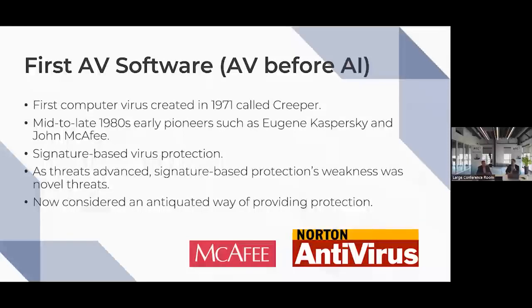You can obviously see as threats advanced, the problem with that signature-based approach is novel threats, or sometimes you'll hear them called zero-day threats. Those are the ones that we don't even know about yet. So how can we have a signature, right? Back then, somebody had to find it, acknowledge it, develop a solution for it, and then make it available to be deployed, which was a very manual process. And then you had to remember to make sure your signatures were updated in the software for all of the clients. So as you can imagine, this is now considered an antiquated way of providing protection.